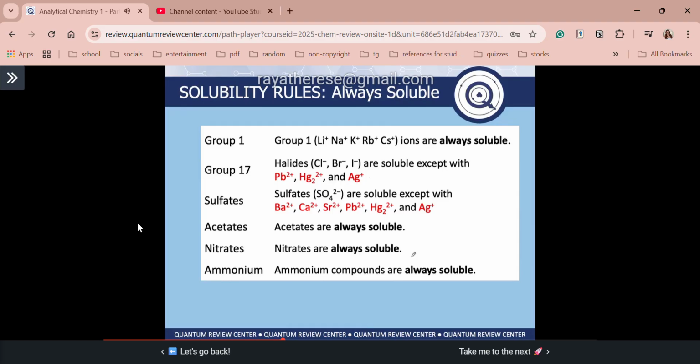Okay, ganun ang paggamit ng solubility rules. Itong sulfate, ang dami kasi sa practices natin, kaya dapat alam nyo, all sulfates are soluble except barium, calcium, strontium, lead, mercury, silver. Acetates, nitrates are always soluble. Ammonium, always soluble. Meron ba kayong technique para madaling ma-memorize to?